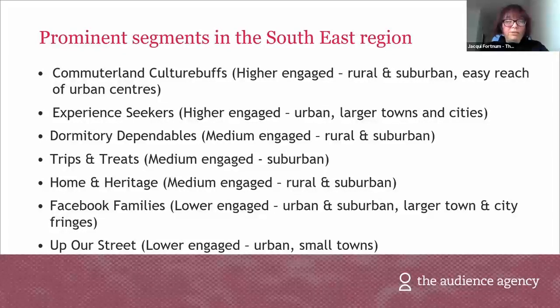And then the two lower engaged groups who do appear in some Southeast population profiles are Facebook families, who are in some of the larger towns and the fringes of the larger cities. They're a more urban and suburban group. And also Up Our Street, who are prevalent in smaller towns in the region. So those are likely to be the sorts of people that you're looking at, particularly in the short term, if they are in your local population areas.